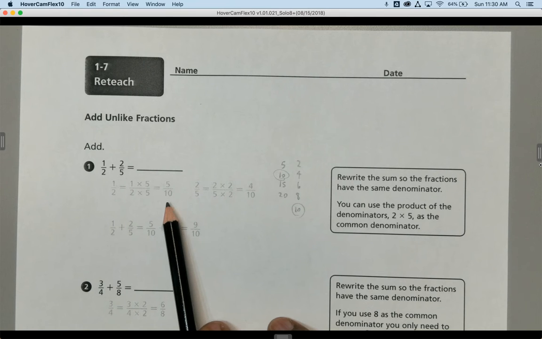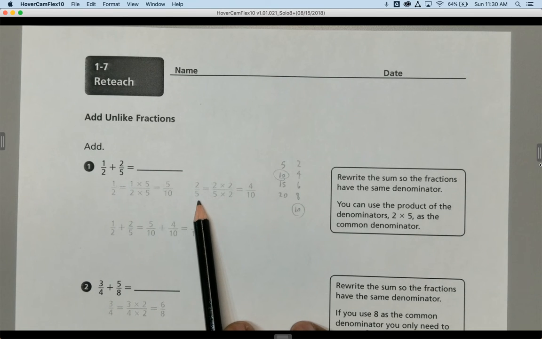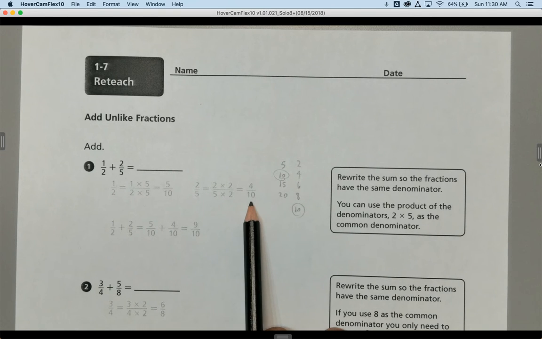Similarly, using the law of equivalent fractions, what you do to the bottom, you do to the top, we can show how 2/5 becomes 4/10. We multiply the bottom and top by 2.